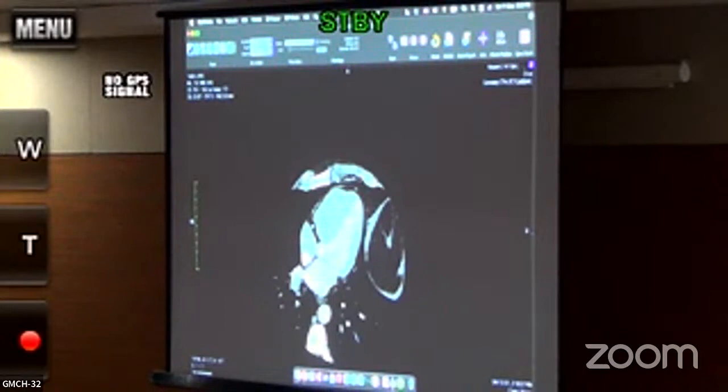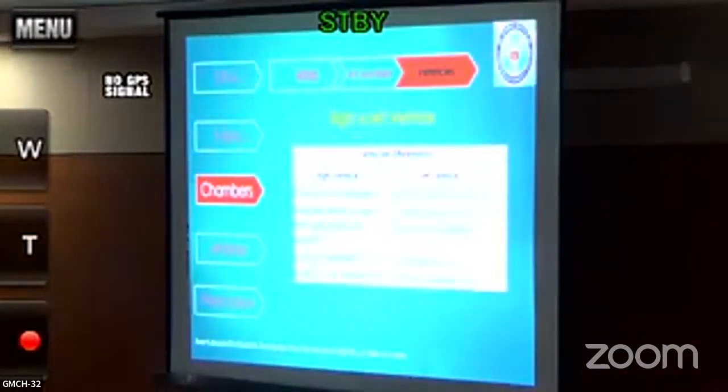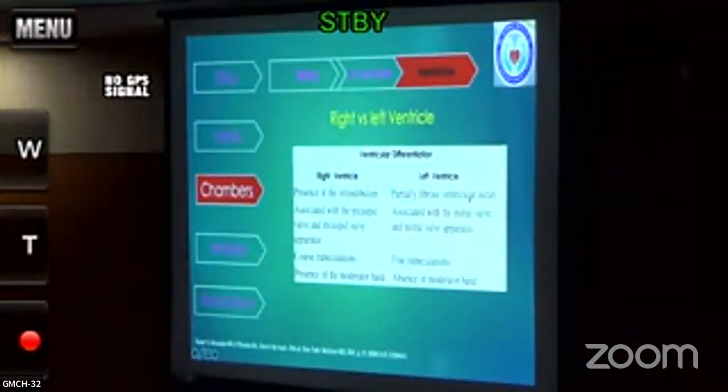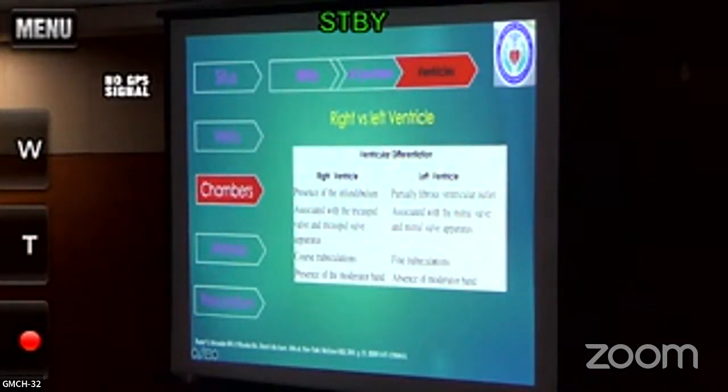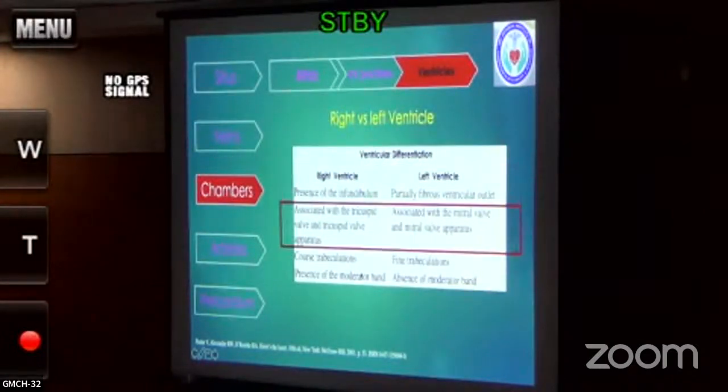There are other features. The presence of a fibrous left ventricular outflow tract, I'm coming to that, and the trabeculations. Like I told you, the septum on the right ventricle is coarser, and the septum is not smooth on the right ventricle side. On the left ventricular side, it will be very smooth. And the presence of a moderator band in the right ventricle.